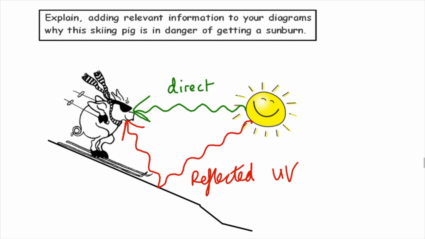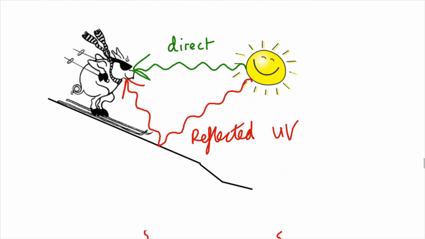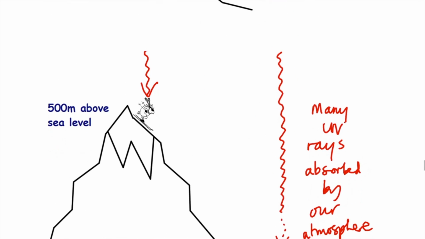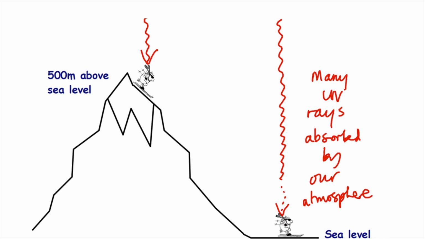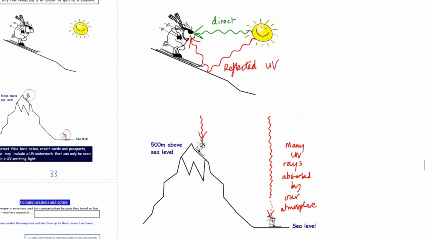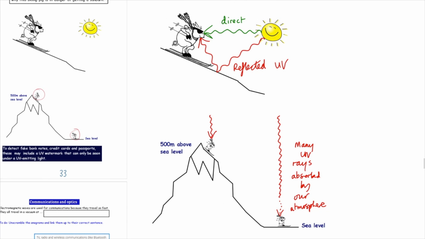So you've got less protection when the skier is higher up. You've also got ultraviolet reflecting off the snow, because the snow is very reflective, it's white. But when you're down at sea level, you've got many more ultraviolet rays that are absorbed by the Earth's atmosphere. Pause the video, add in your own annotations.